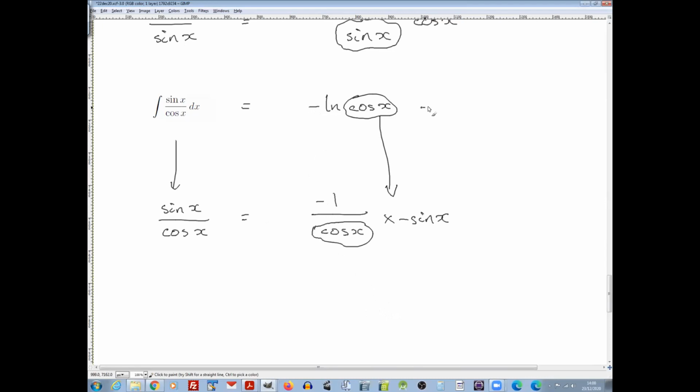We notice we could rewrite that. We do tend to rewrite that as log of what? Positive log of what? Because have you noticed that a negative log can always be rewritten as the log of what?